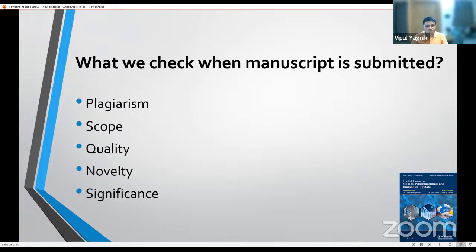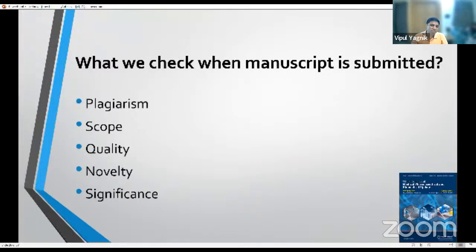Then we will see the scope of the journal. If the article does not meet the scope of the journal or is out of scope, then we will reject. The third thing is the quality and novelty of the article. If the article is not novel, if it is not going to contribute to the existing literature, then also we will reject the article. If the article is not of significance for the journal quality, then also we will reject the article.